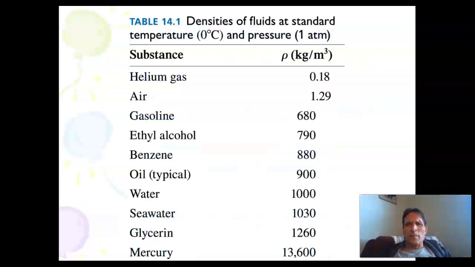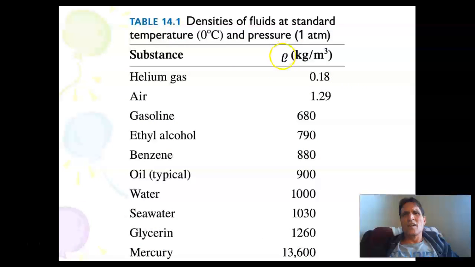So here are some examples of densities of fluids, and for the mass density, we use the symbol rho, a Greek P-looking character. The densities span about a factor of 10 to the 5, ranging from mercury, which is one of the densest fluids, to helium gas, which is one of the most dilute gases.